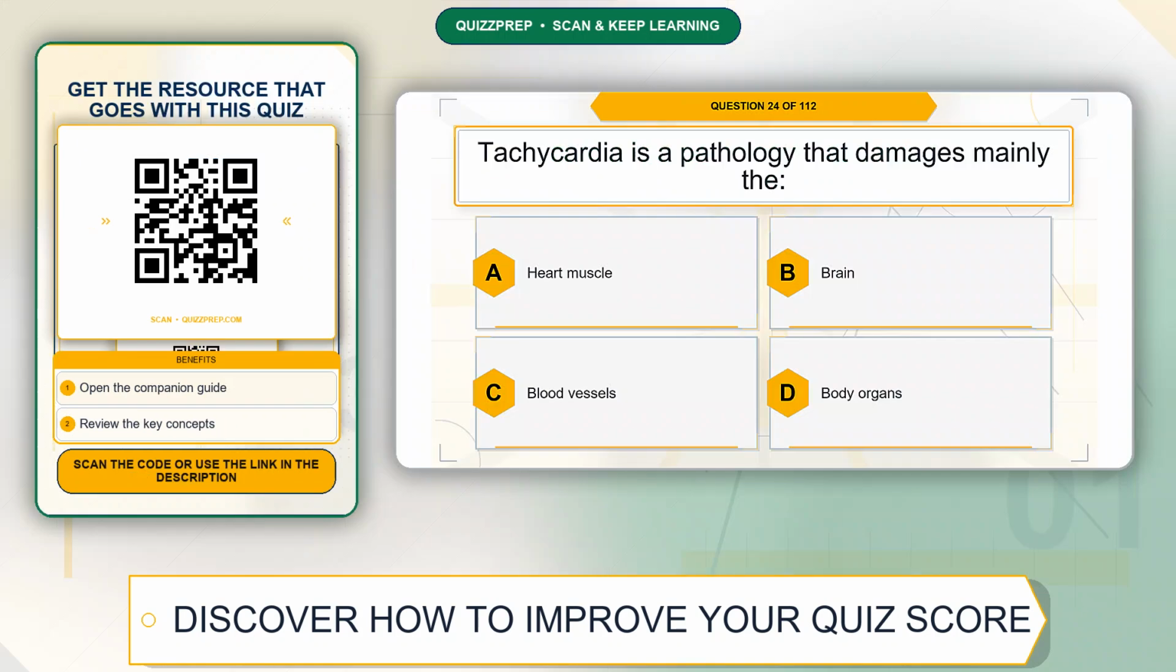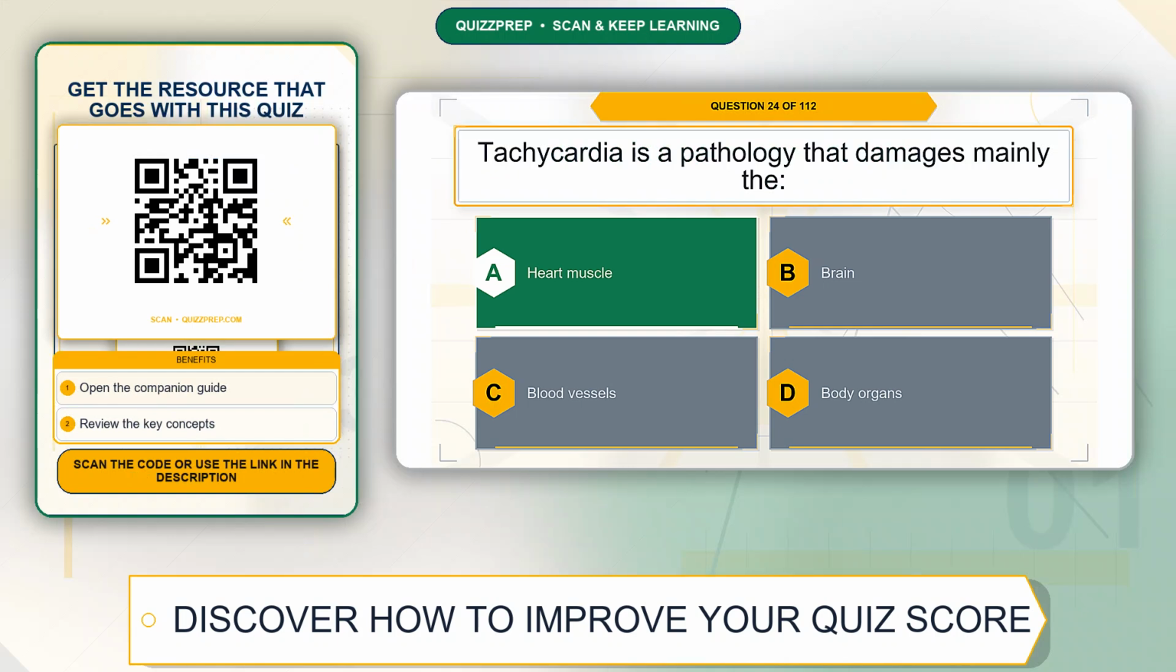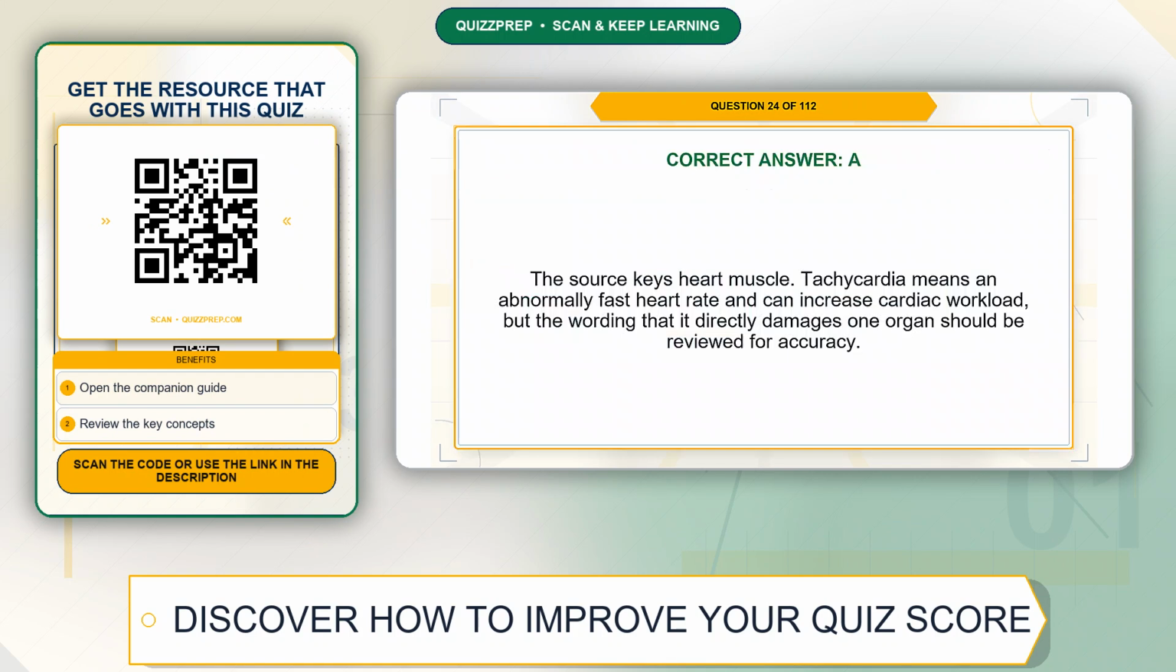Question 24. Tachycardia is a pathology that damages mainly the option A, heart muscle. Option B, brain. Option C, blood vessels. Option D, body organs. The correct answer is option A, heart muscle. Explanation. The source keys heart muscle.